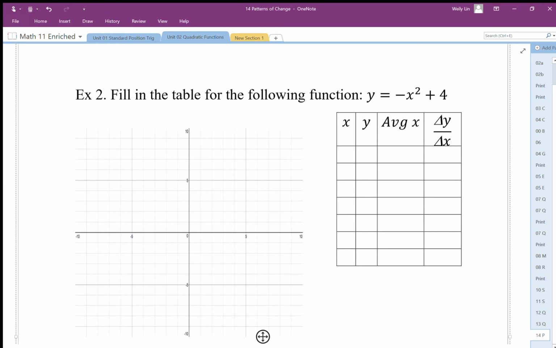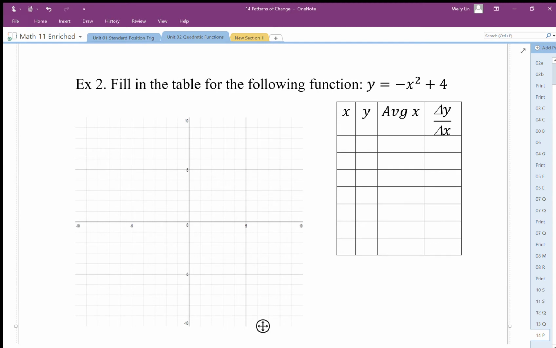So let's take a look at another example here. We have another quadratic function, negative x squared plus 4. We're going to plot some values and figure out what the rate of change is going to look like, and we're going to see if we can come up with a function for this rate of change.